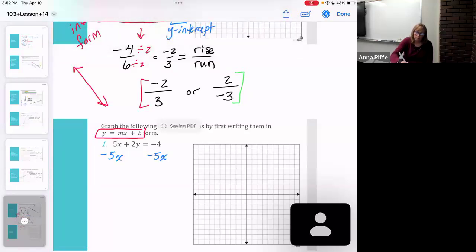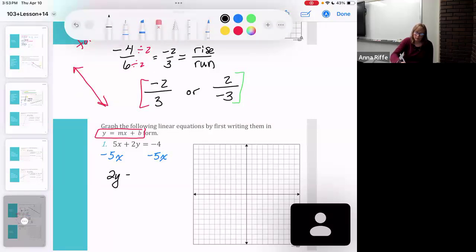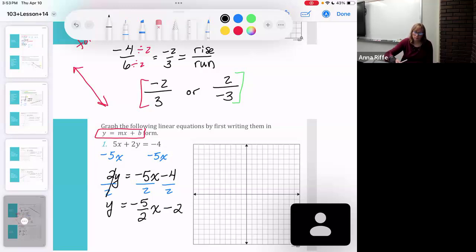That leaves me with 2y. 2y is equal to -5x minus 4. Okay. And now I can get y by itself by dividing all terms by 2. Gets rid of that 2 multiplied by the y. That leaves me with y is equal to, I can't reduce the -5/2. I can't divide the top and the bottom by the same thing, but I can divide 4 by 2, and I get 2. Okay.